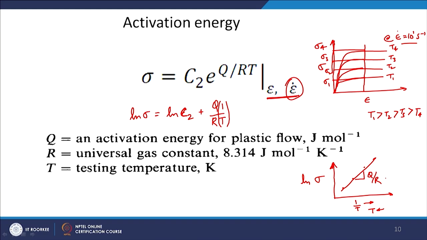And R is the universal gas constant. So, whatever value comes, you multiply it by R, then you will get the Q in joules per mole, and the testing temperature you have to take in Kelvin. So, if I plot my ln of stress as a function of 1 by T, I will get a plot like this, and from there I will be able to calculate the activation energy for deformation. So, I have already told you how to calculate the activation energy for deformation.